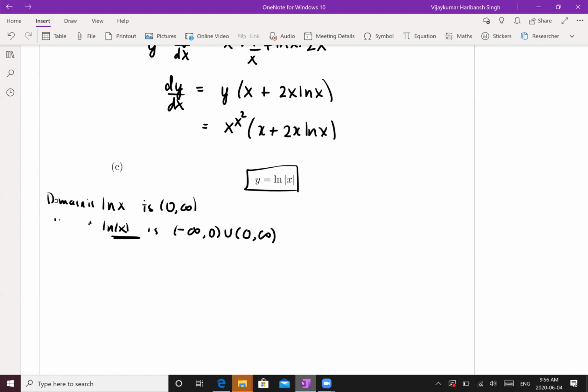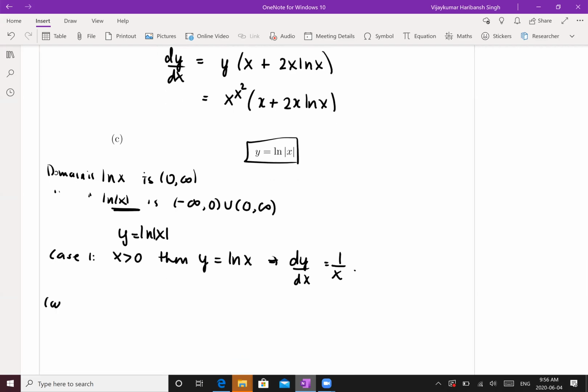So you have y equals ln of absolute value of x. Now consider two cases. Case 1, if x is greater than 0, then we have y equals ln of x. This implies dy by dx is 1 over x.